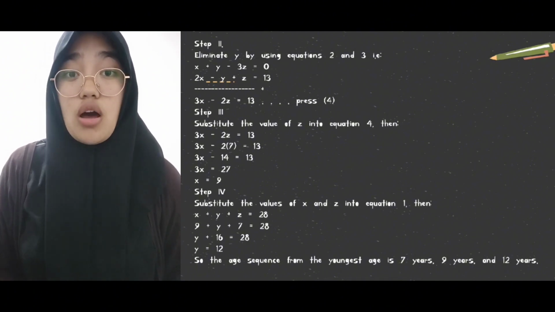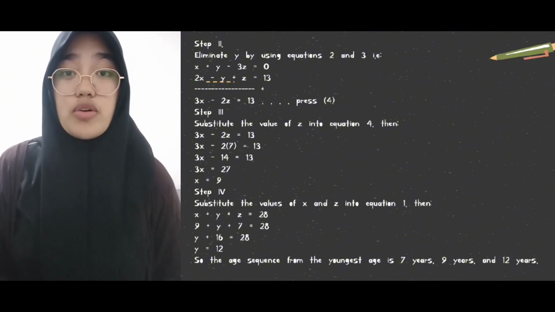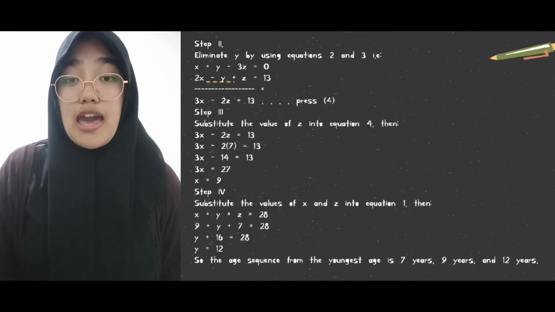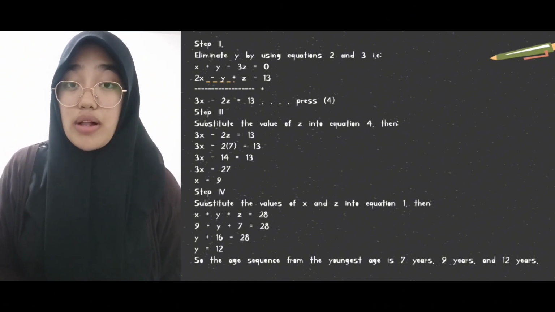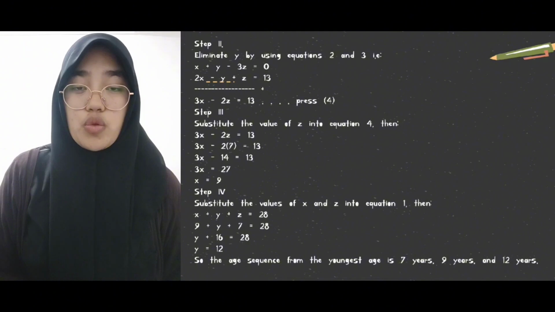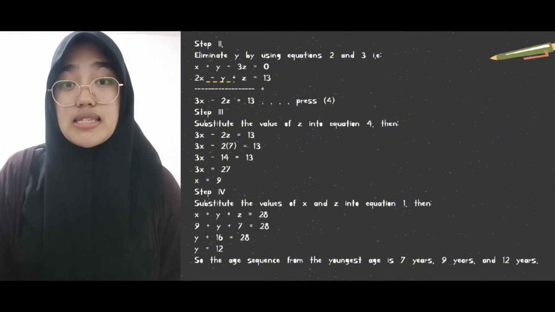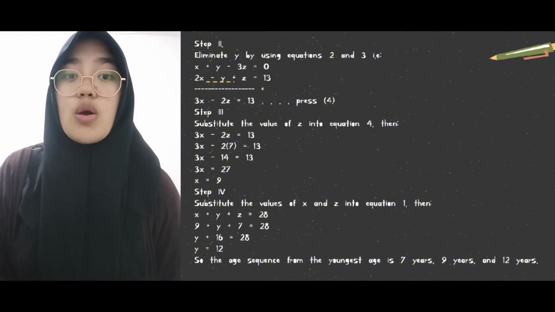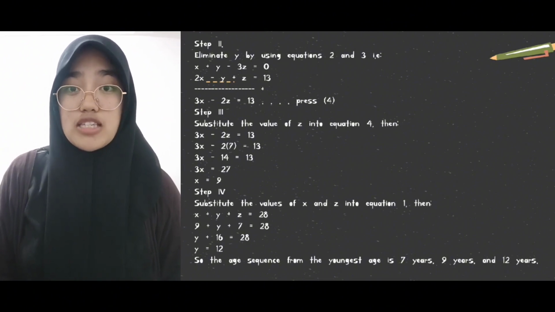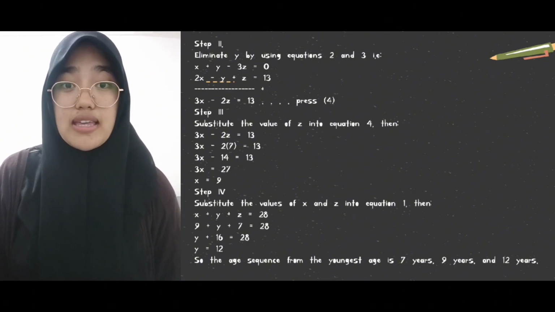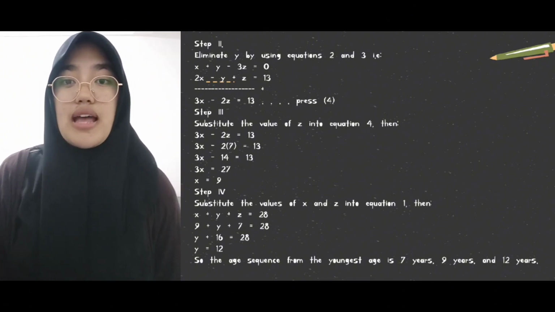Okay, step 4. Substitute the values of x and z into equation 1. Then x plus y plus z equals 28. 9 plus y plus 7 equals 28. y plus 16 equals 28, y equals 12. So the ages from the youngest are 7 years, 9 years, and 12 years.